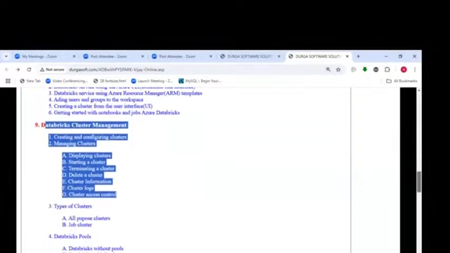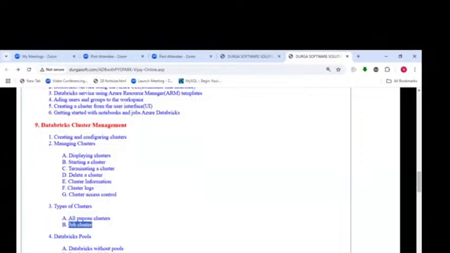And later, types of clusters. There are different types: all-purpose cluster and job cluster. The all-purpose cluster is the one you create physically. For a job cluster, you don't have a create option. Automatically, whenever your job or task is running, it gets enabled, and when the job is complete, it terminates automatically. I'll be discussing everything.